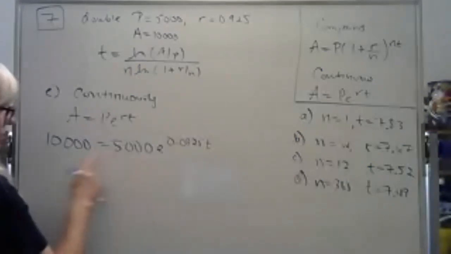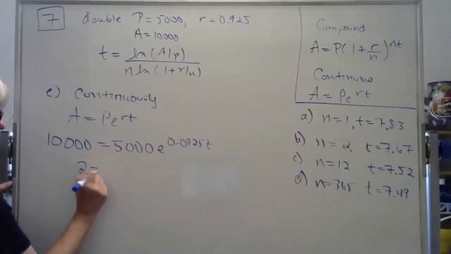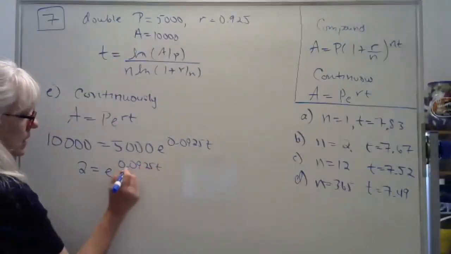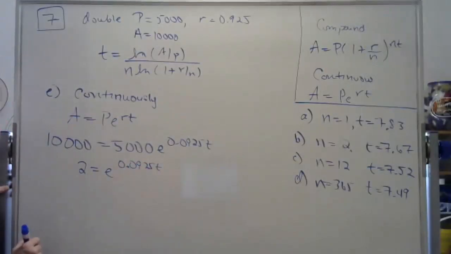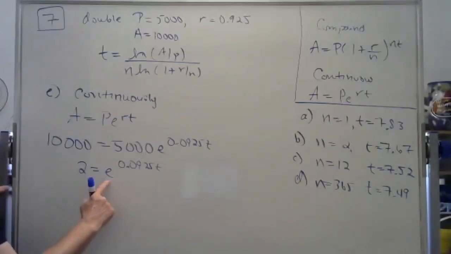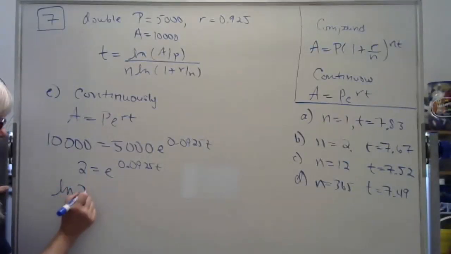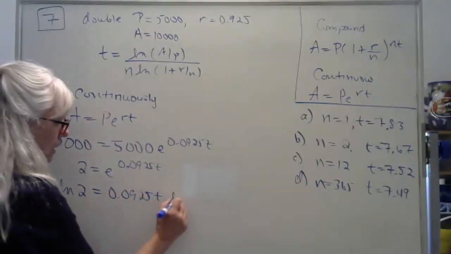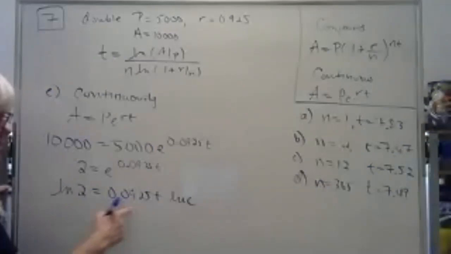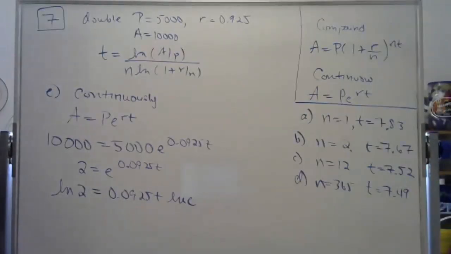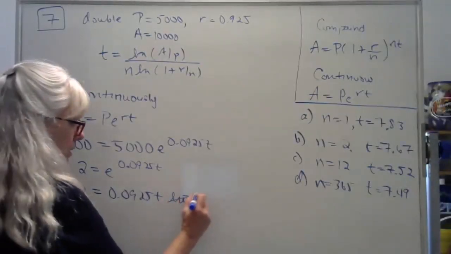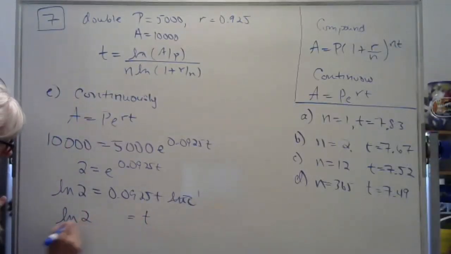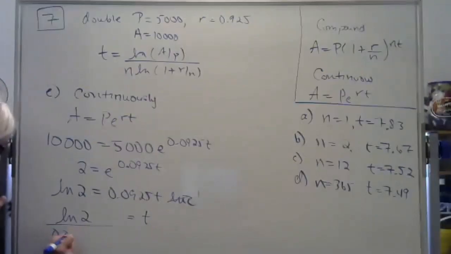We know we divide out the 5,000 first. That's going to give us 2 equals e to the 0.0925 t. Then we'll take the natural log of both sides. Again, specifically, we've got an e, so we'll use natural log. So the natural log of 2 equals 0.0925 t times the natural log of e. And notice I just bring the exponent out in front automatically. The natural log of e is 1, so that disappears on us. So t is going to be equal to the natural log of 2 divided by 0.0925.